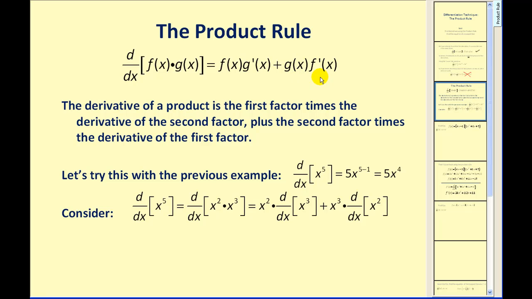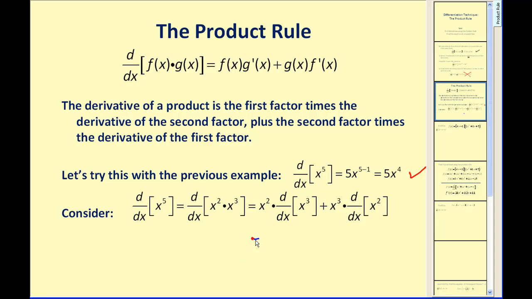Let's go ahead and apply this to the previous example. Again, we know that the derivative of x to the fifth is 5x to the fourth. So if we break it up into a product and then we apply the product rule, let's see if we get the same thing. So here we have the first function times the derivative of the second. We're going to come back and find that, plus the second times the derivative of the first. I haven't done any calculus yet. I've just written out what we're going to do.